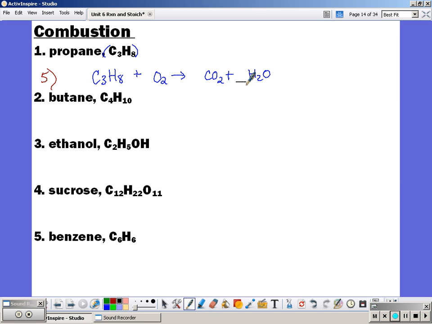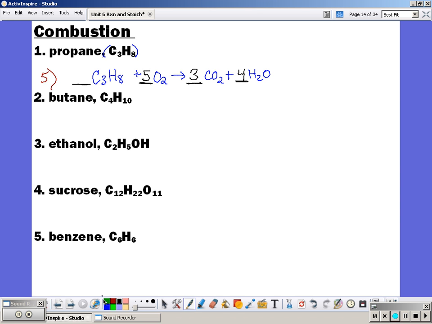3 carbons, 1 carbon. 8 hydrogens, 2 hydrogens. 4 times 2 is 8. 6 plus 4 oxygens is 10, so 5 times 2 is 10, and we're balanced.